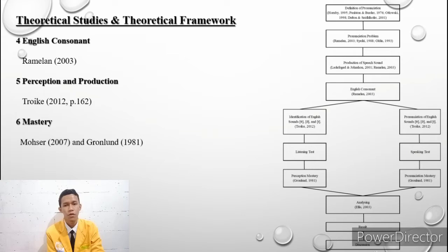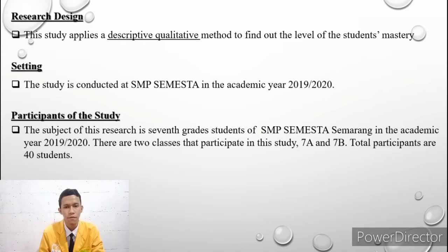This study focused on the student mastery level in identifying and pronouncing the sounds. It was observed by doing perception and production tests. Then the data were analyzed to determine the student mastery level in identifying and pronouncing the English sounds th, th, and th. The procedure of data analysis is based on Ellis 2003, and after getting the result, the researcher writes down the conclusion and suggestion based on the findings. And this study applies a descriptive qualitative method.